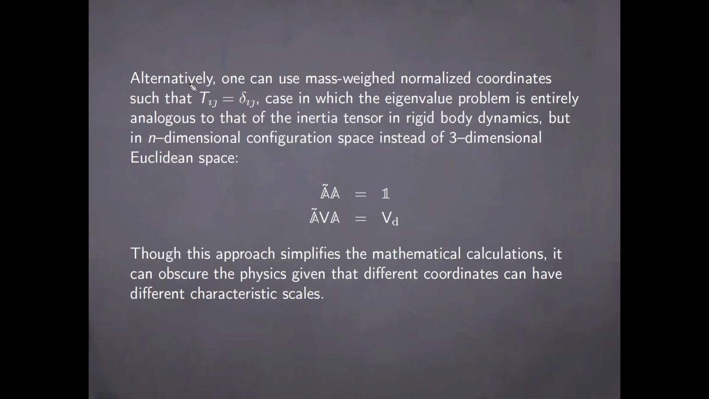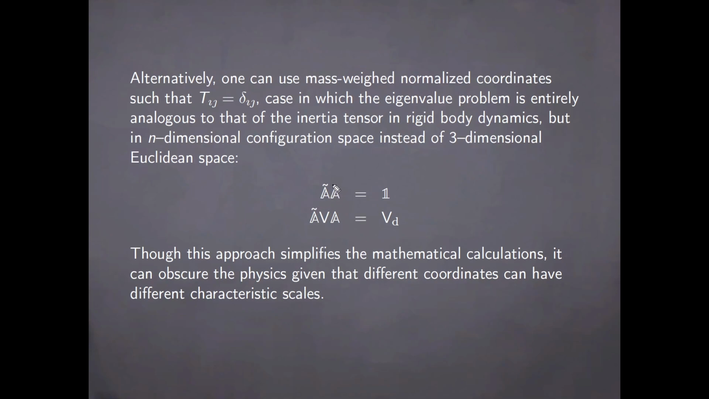Now, it should be noted that there is an alternative to this method, which involves using the so-called mass-weight normalized coordinates. The advantage is that for this approach, the matrix of the kinetic energy is just the identity matrix right from the very beginning. In this case, the eigenvalue problem is entirely analogous to that of the inertia tensor in rigid body dynamics. The only difference is that now we are in an n-dimensional configuration space as opposed to the 3-dimensional Euclidean space that was implied there.